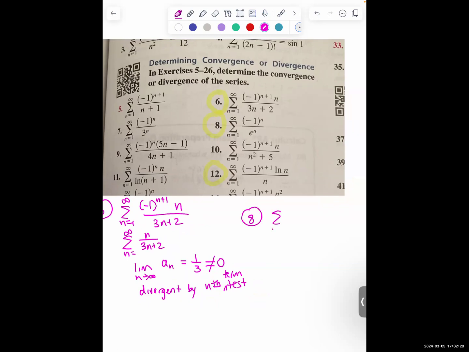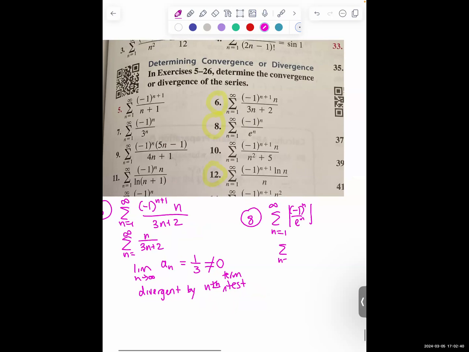Number 8, when you take the absolute value of this. We're going to test absolute convergence first by taking the absolute value of it. And then what we end up getting is a geometric series. Another thing to be aware of is that 1 to the nth is the same thing as 1. So we can also rewrite this as 1 over e to the nth power. Therefore, inside the n umbrella, you have a common ratio, and that common ratio is between 1 and -1. So by the geometric series test, this is absolutely convergent.